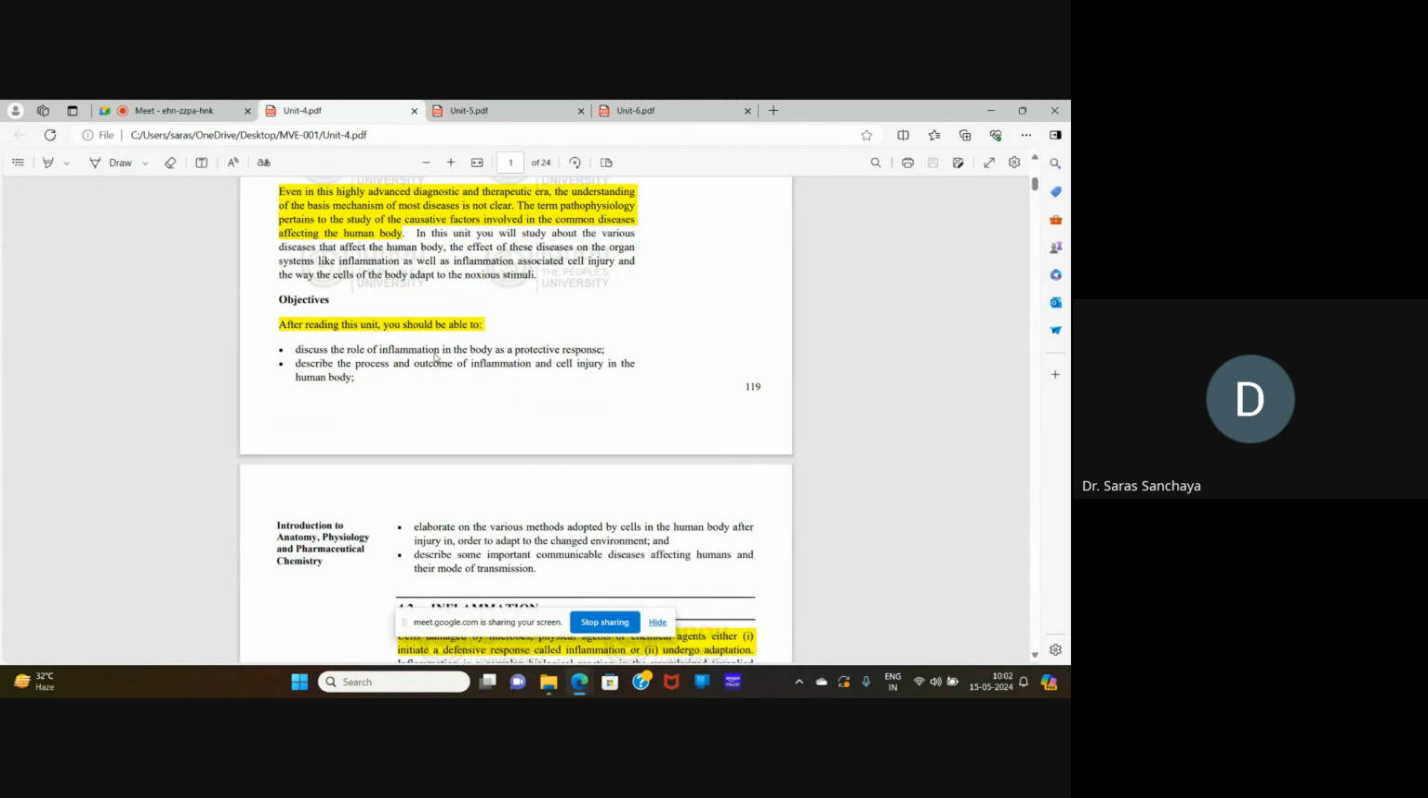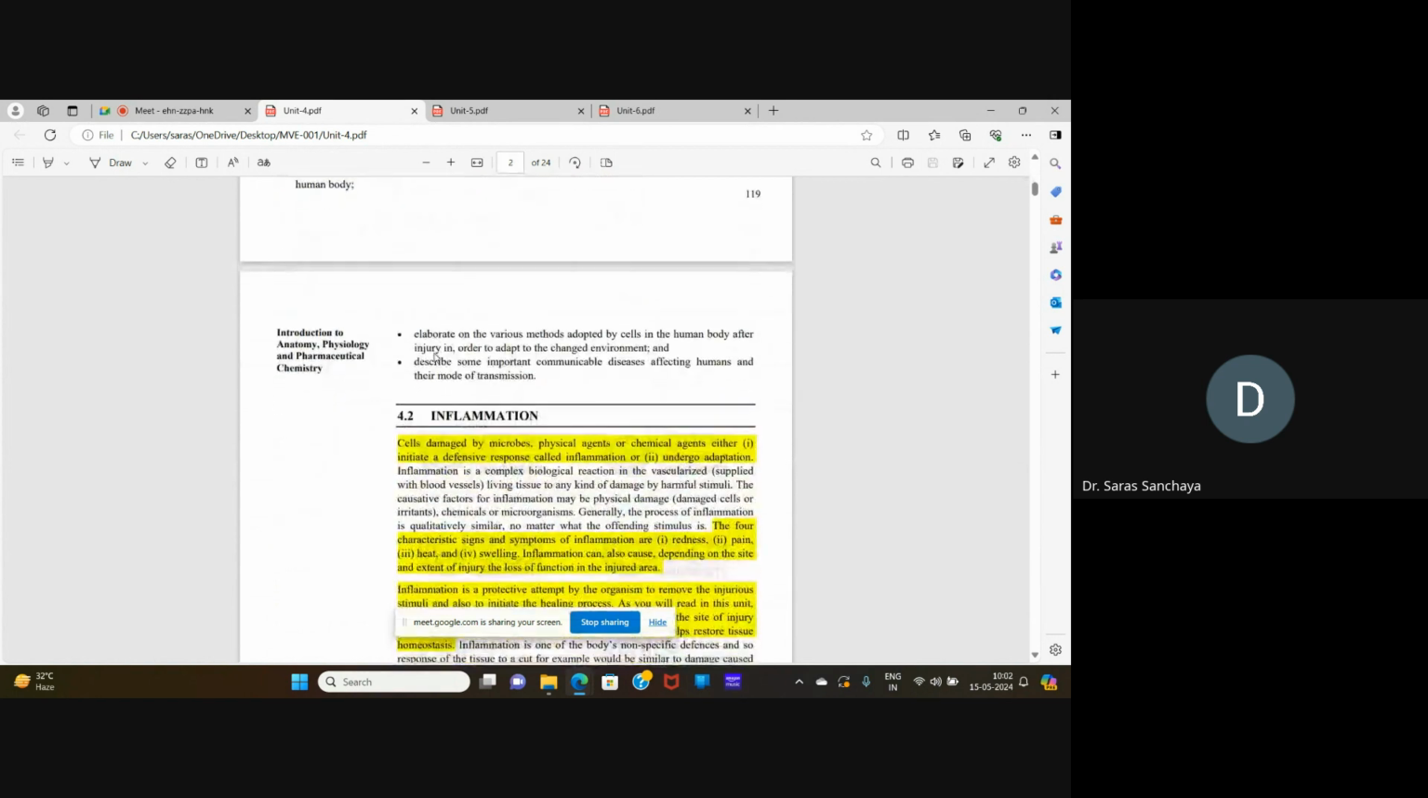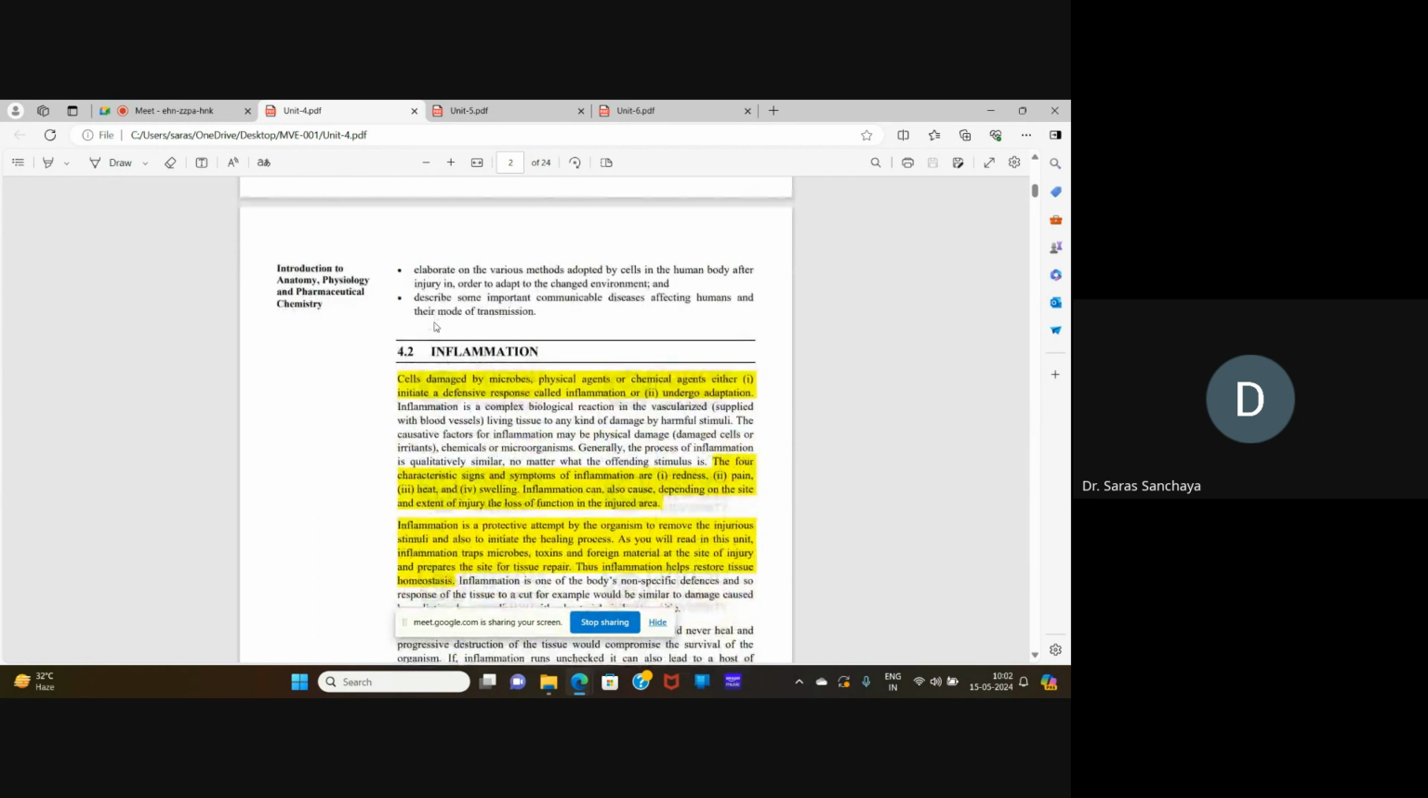After reading this unit, you should be able to discuss the role of inflammation in the body as a protective response, describe the process and outcome of inflammation and cell injury in the human body. Then third one is elaborate on various methods adopted by cells in the human body after injury in order to adapt to the changed environment, and describe some important communicable diseases affecting humans and their mode of transmission. So first we'll start with inflammation.